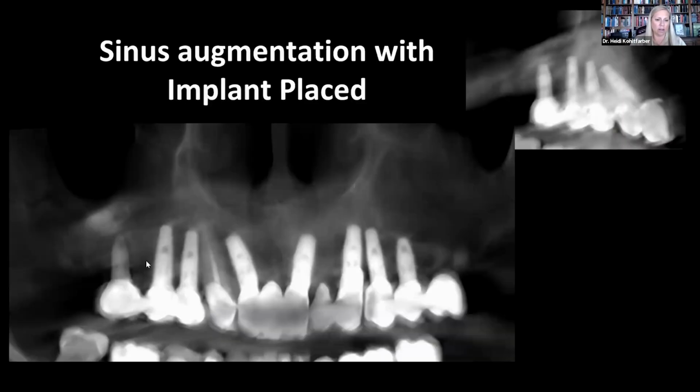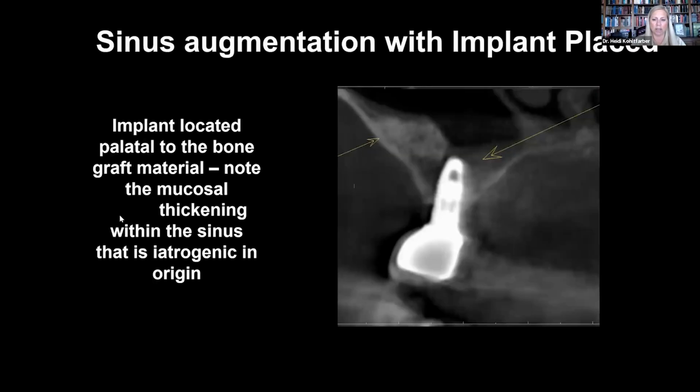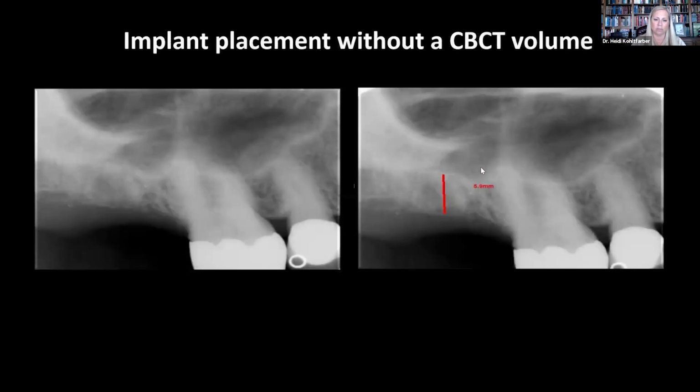Oh, this was another one. They had already placed the implant. This was the previous graft. They thought everything looked great. And looking at it in the CBCT, you can see, no, the graft is actually to the buccal and not exactly where that implant was placed. So we do have a little bit of mucosal thickening here as well.